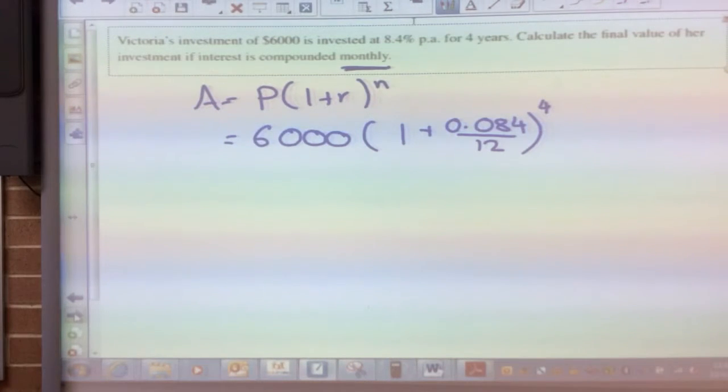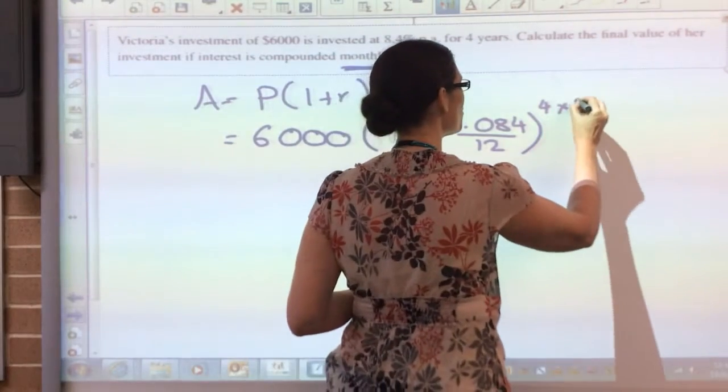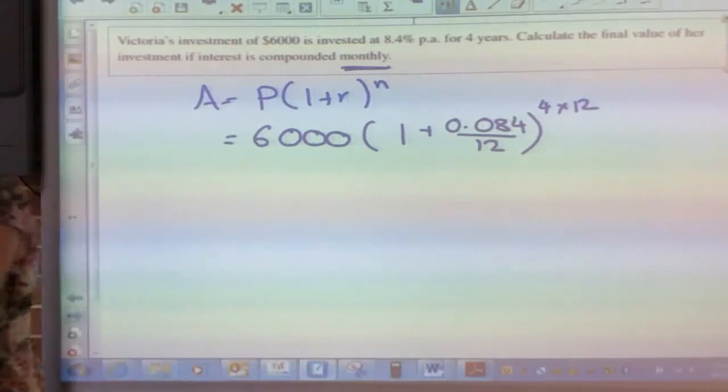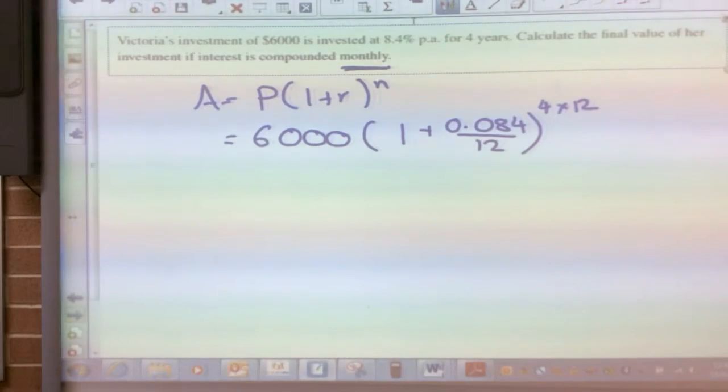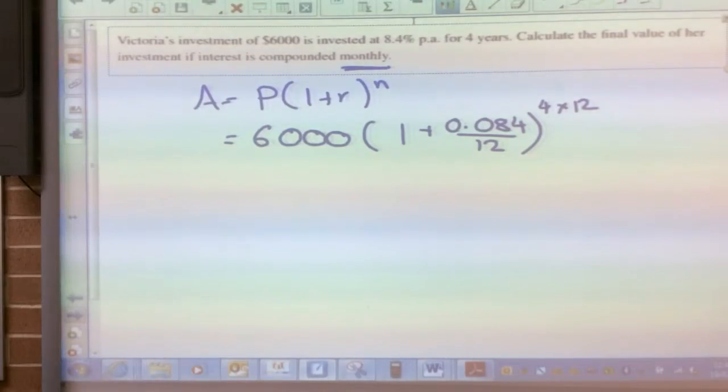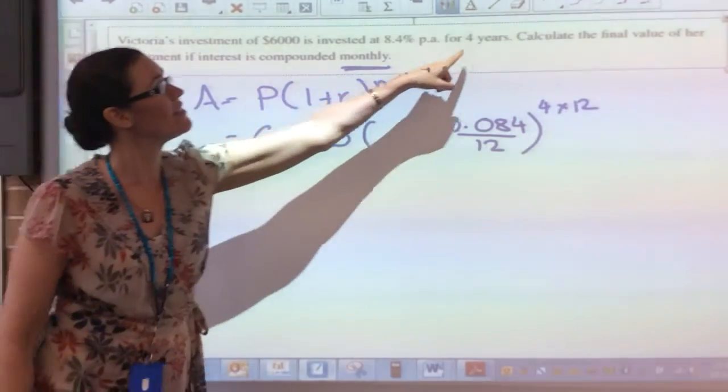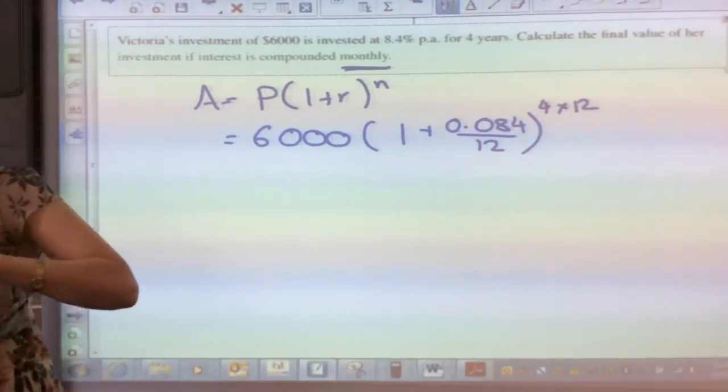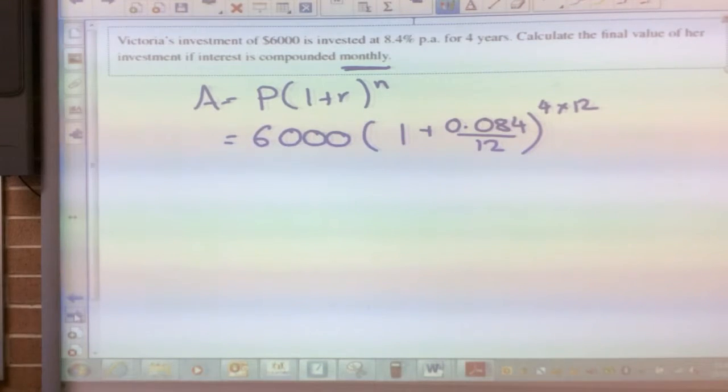Didn't see that coming, did you? How'd you get that, Charlie? It's easy, just do 4 times 12. Okay. So Charlie times by 12. Does that make sense? Why would I do that? Because it's the number of months I have. So 4 was how many years I had, but he asked for how many months. So it's going to be 12 times as many months.